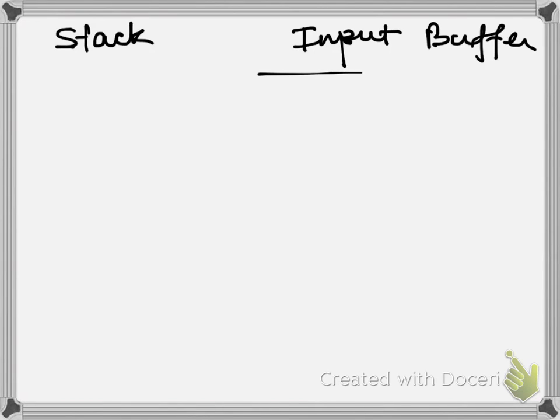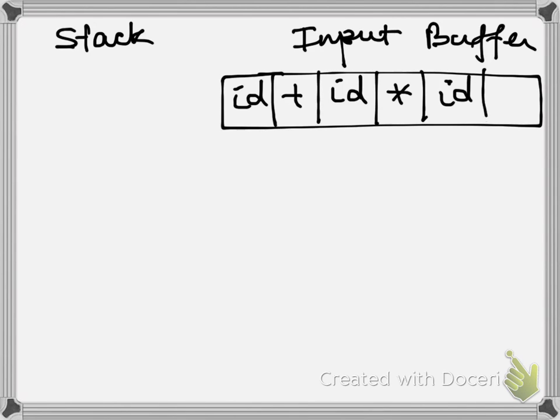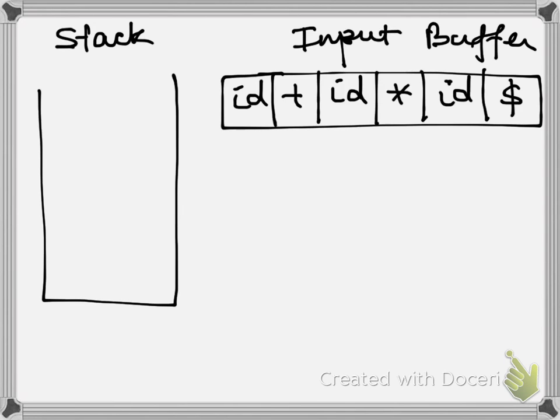So for this we have two things. We have the stack again and we have an input buffer. In the input buffer we keep the string that we are trying to parse. So say my string which I am trying to parse is this, id plus id into id, and the last symbol would be the $ sign. And in the stack we will initialize the stack by putting a dollar here. So the dollar is the top of the stack.